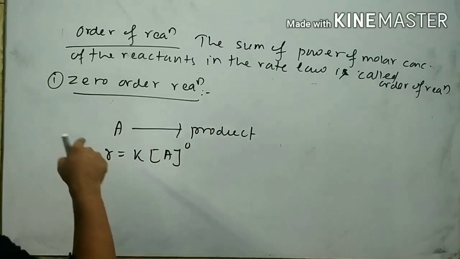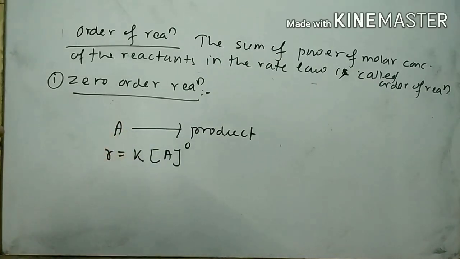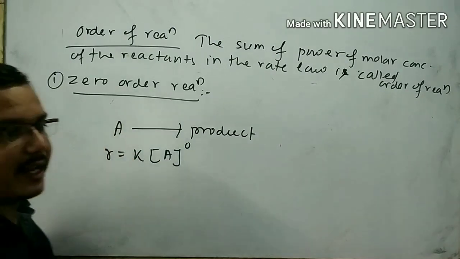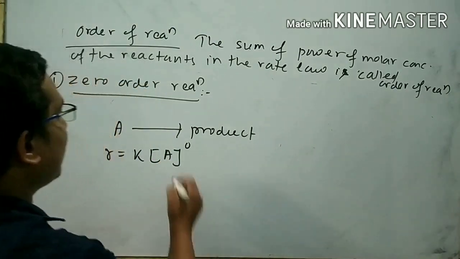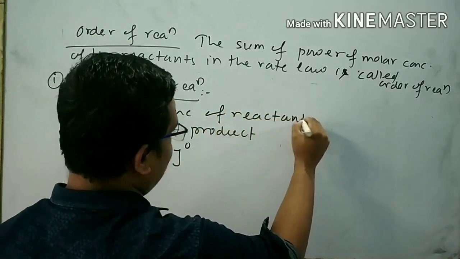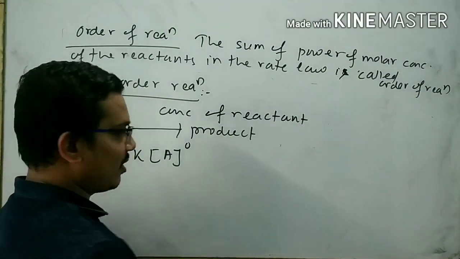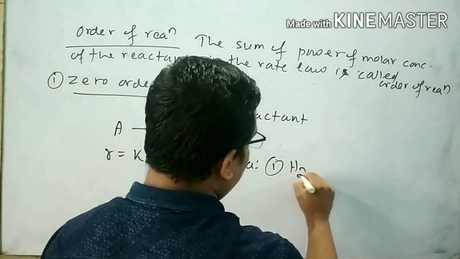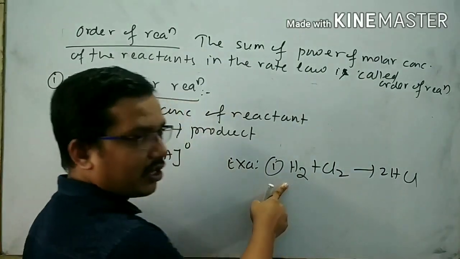That means the rate of reaction in this reaction is independent of the concentration of the reacting species, that is A. So we can write: the reaction in which the rate of reaction is independent of the concentration of reactant is called a zero order reaction. Suppose I take some examples. Example 1 is H2 plus Cl2 gives 2HCl. This is a zero order reaction.